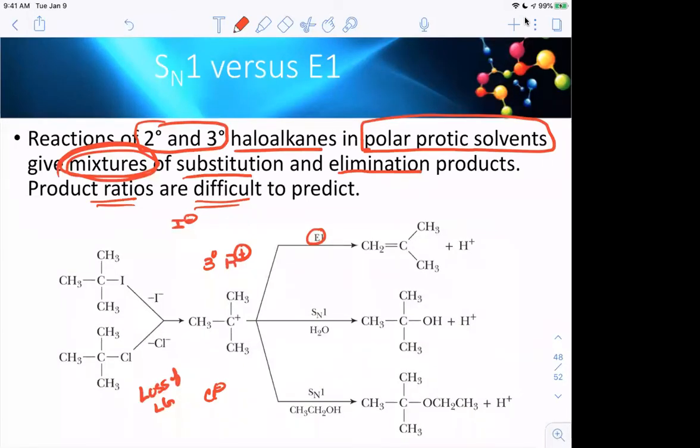I can undergo SN1 if I'm in water where I get the alcohol, or I can undergo SN1 if I'm in ethanol to get this ether. So what I notice is the product ratio is going to be very dependent on what's actually happening. And many times when I go through a carbocation, depending on the nature of the base and the nucleophile, I'm going to get a mixture of SN1 and E1 products.